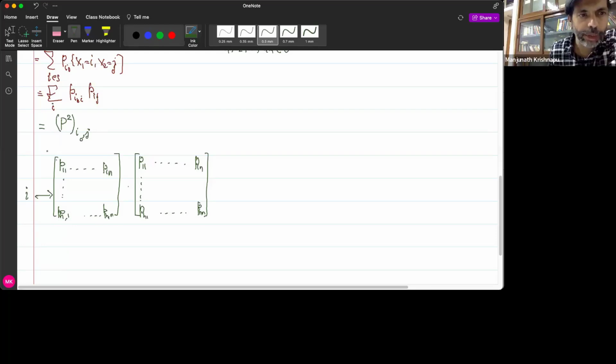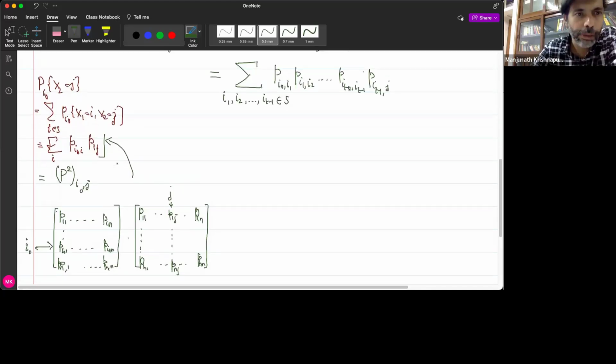I should take the i0th row, and I have to take the jth column here, right? What is in the i0th row? P_{i0 1} up to P_{i0 n}. What is in the jth column? P_{1j} up to P_{n j}. What do I get when I multiply this row and that column? I get P_{i0 1} P_{1j} plus P_{i0 2} P_{2j} and so on, and that's exactly what I had written here. This sum is precisely how you multiply matrices, right?